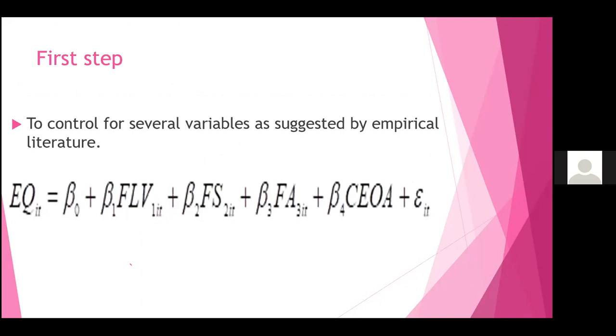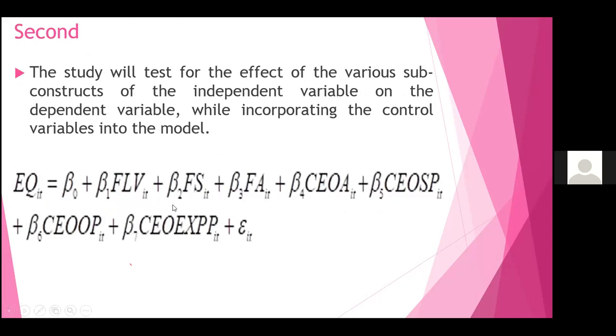And in my model specification, I will first control for all the control variables. So my earnings quality model will include firm leverage, firm size, firm age, and CEO age, because those were my control variables. The first stage is to have those control variables in place. And then the study will test for the effect of the various sub-constructs under the CEO power. So I will now bring in those sub-constructs under the CEO power.